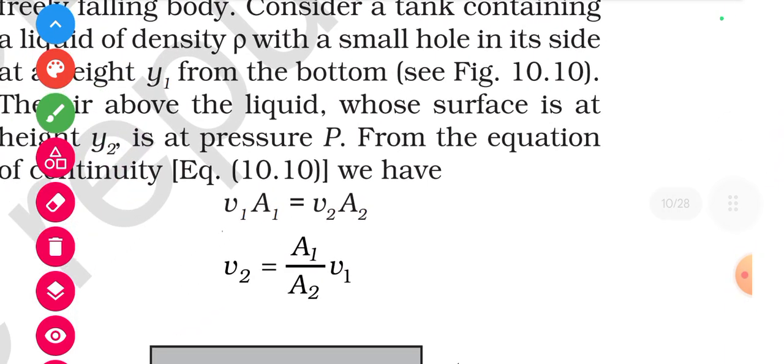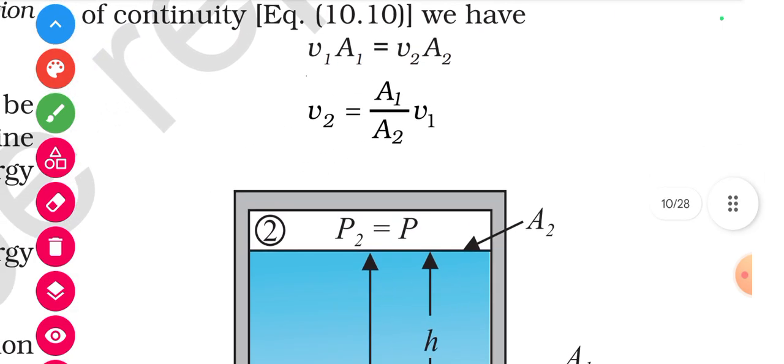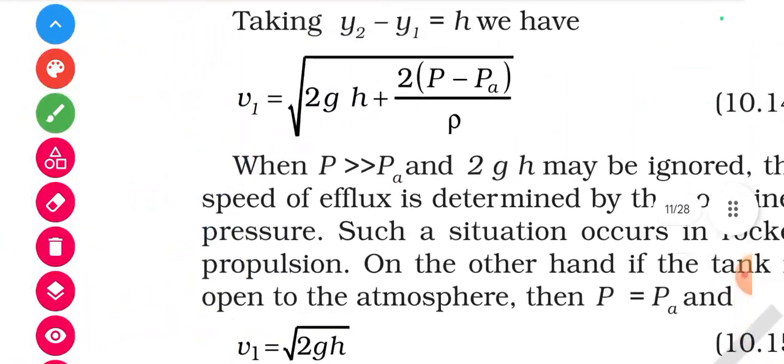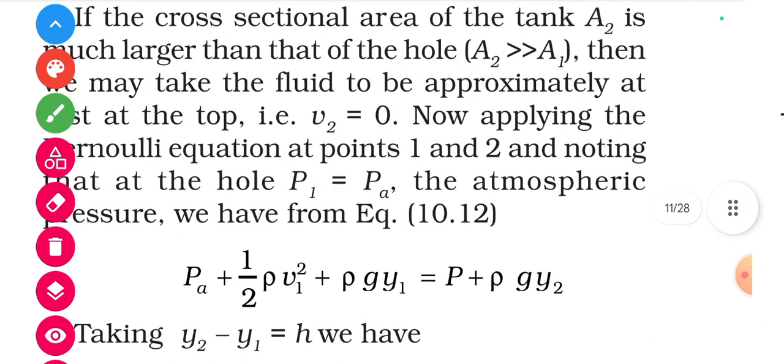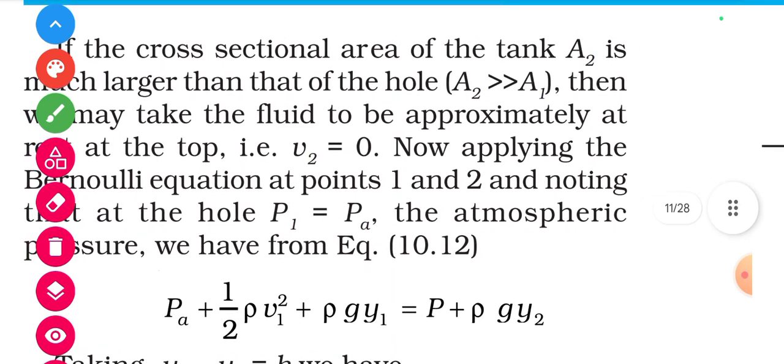V1 A1 is equal to V2 A2 for two different cross sections of a fluid flowing through a pipe. The velocity at the first cross section multiplied by the area at the first cross section is equal to the velocity at the second cross section multiplied by the area of the second cross section. You should remember and understand that. And for Bernoulli's principle, the total energy, pressure energy plus kinetic energy per unit volume plus potential energy per unit volume, is a constant for an incompressible and steady flow.